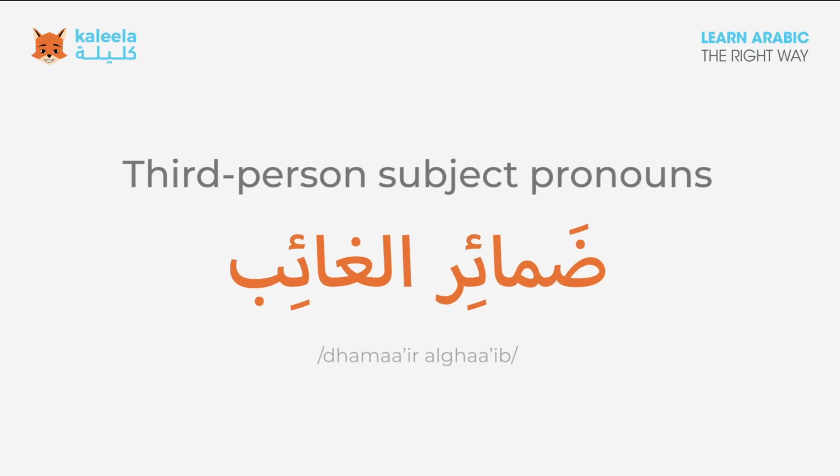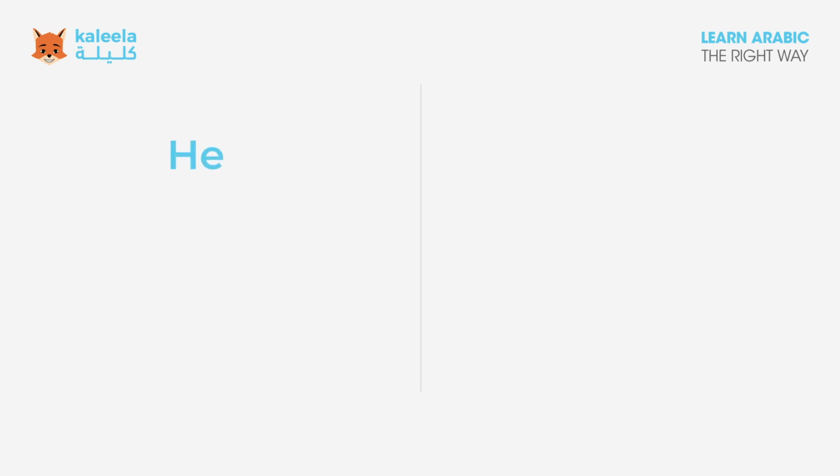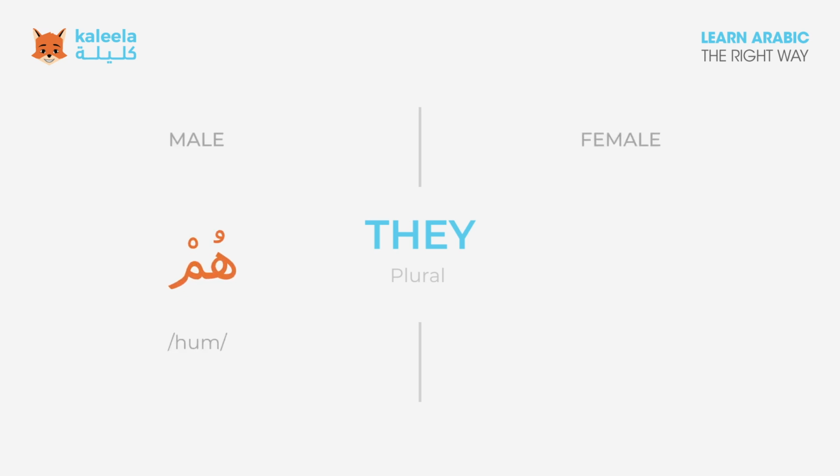The third-person subject pronouns, or as known in Arabic, ضمائر الغائب. They represent individuals or objects being discussed. For males, the pronoun he is expressed as هو, while for females, the pronoun she is represented by هي. In the plural form, the pronoun they for males is هم, and for females is هن. These pronouns allow for clear identification and reference to individuals or groups in Arabic conversations and writing.